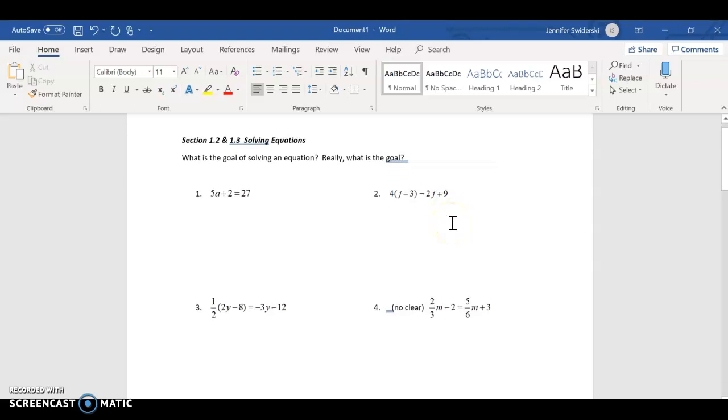All right, on to section 1.2 and 1.3, which is all about solving equations. So we're going to do a lot with this year, guys. So the real thing we need to ask ourselves is, what is the ultimate goal of solving an equation? Really, what's the goal here?